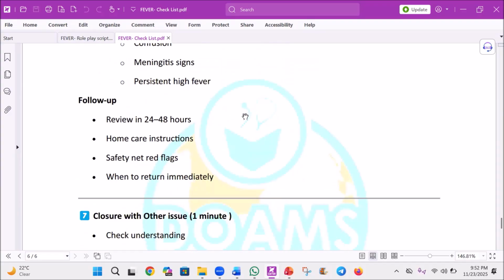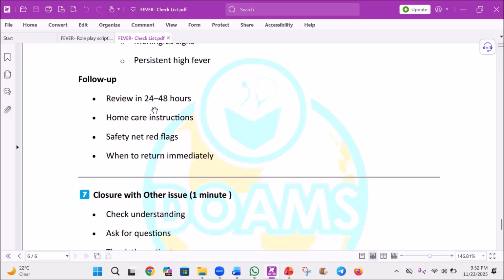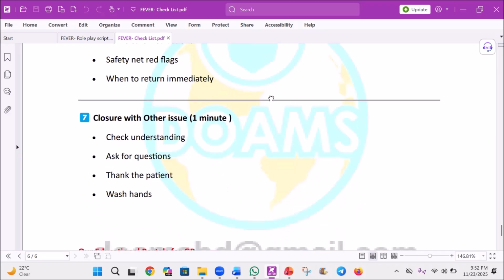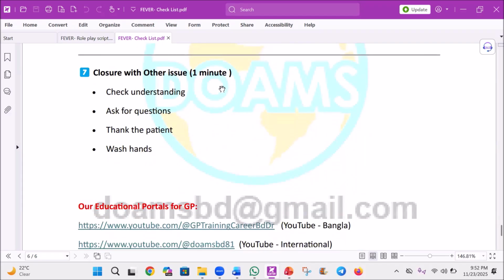Finally, in the station, you have to make a follow-up plan. If you are not sending the patient to the hospital, review the febrile patient within 1 or 2 days, home care instruction, safety netting is mandatory, and when to return immediately to you or to the emergency. This is called safety netting, and completely you have to say. This is follow up and safety netting, home management including there. Okay. And the closure finally 1 minute.